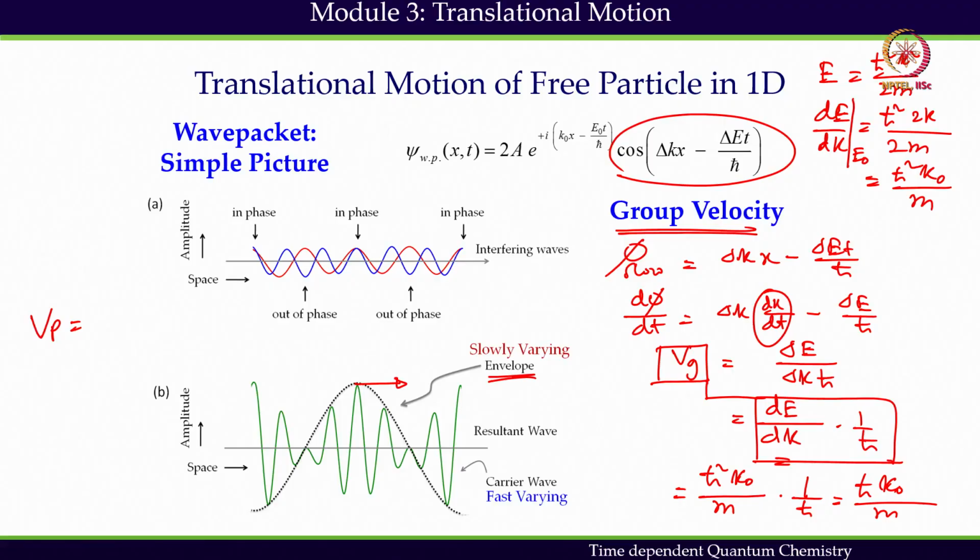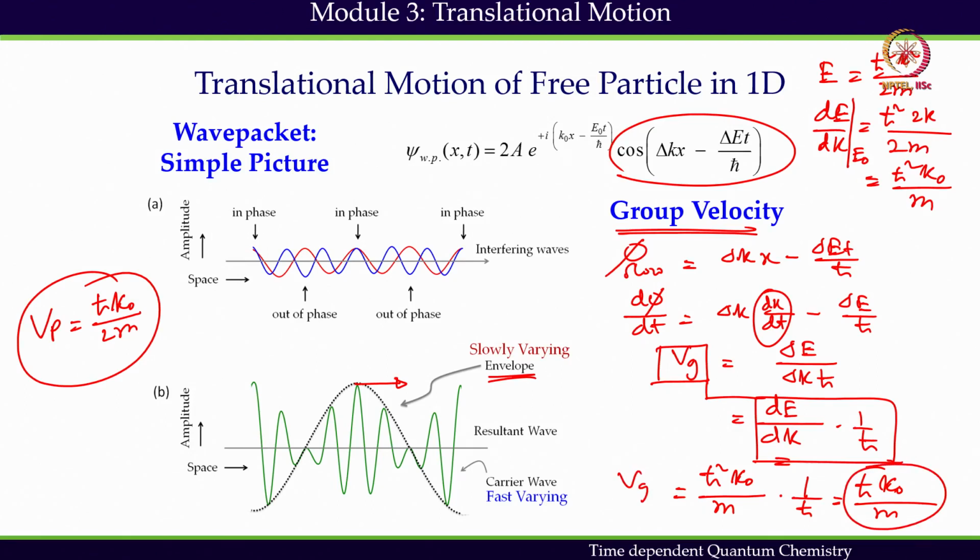It has two different components. Each component is propagating with its own characteristic velocity. This carrier wave, which is varying very fast, is moving with the phase velocity. And the envelope function, which is very slowly moving, is moving with the group velocity. These are the two differences we have. So, the phase velocity expression which we have is h cut k naught divided by 2m. This is the phase velocity we have got. On the other hand, for the group velocity, we are getting the expression h cut k naught by m.